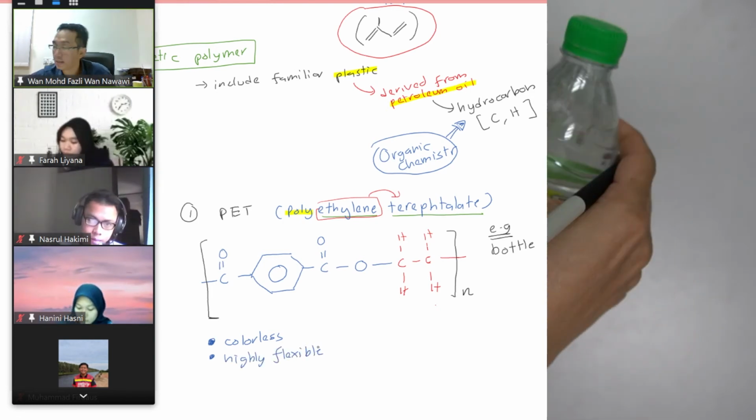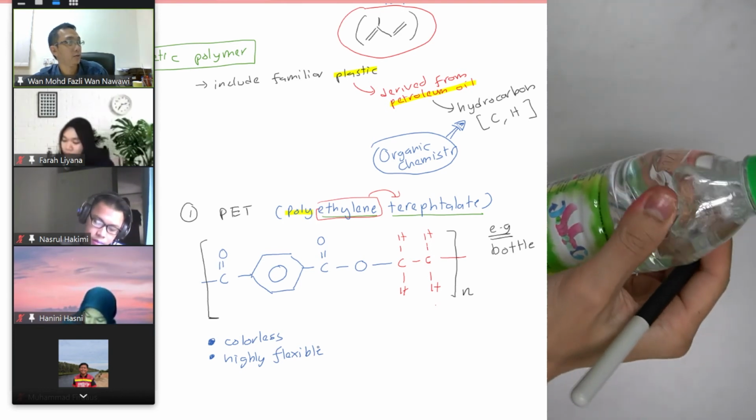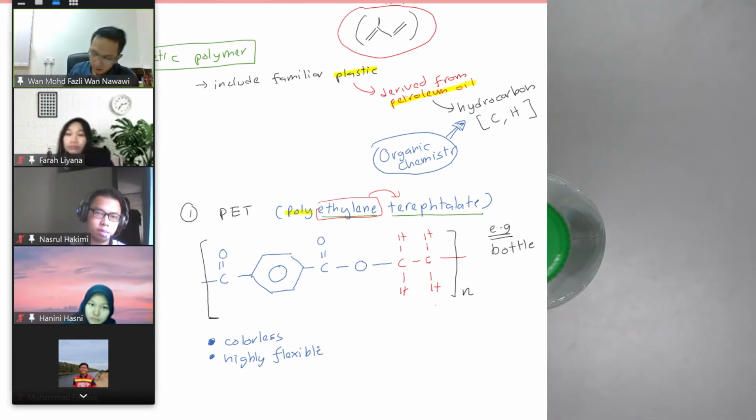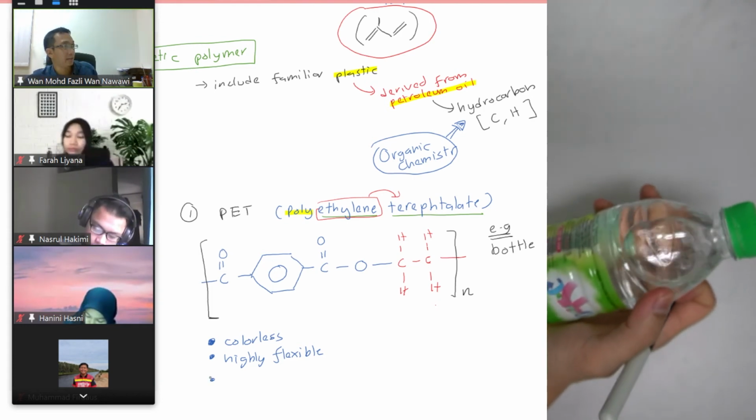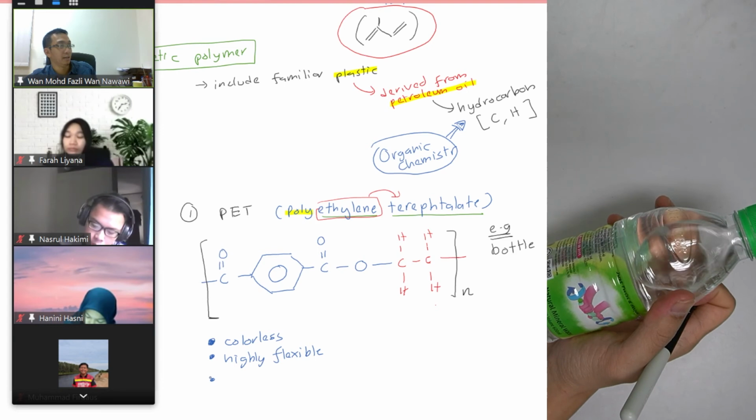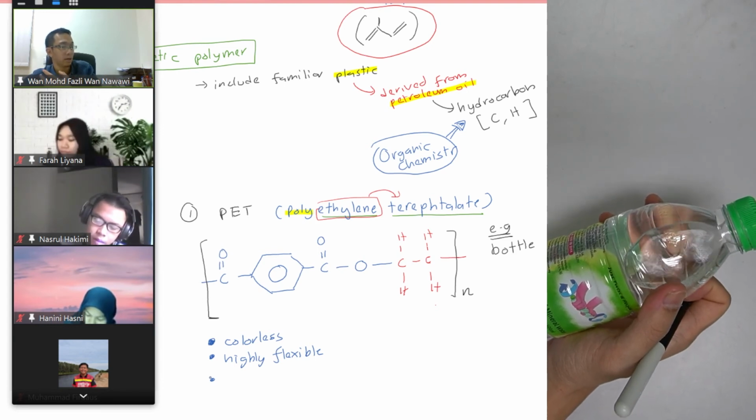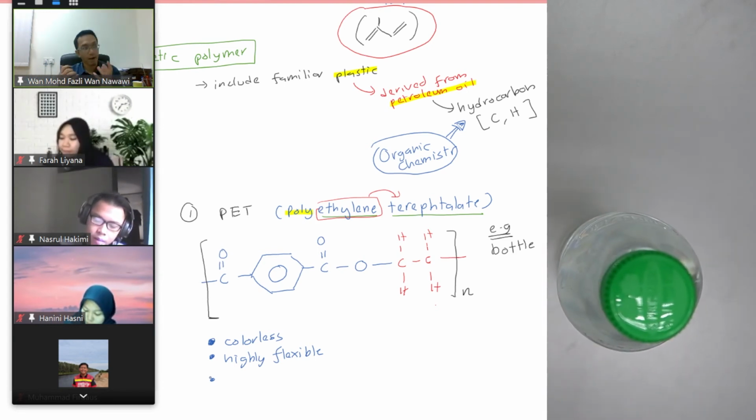So you can see this is very flexible, very flexible. So you can just pick it there. Highly flexible, and also why they use PET as the material, plastic material, to make this water bottle is because it has good moisture and gas barrier.